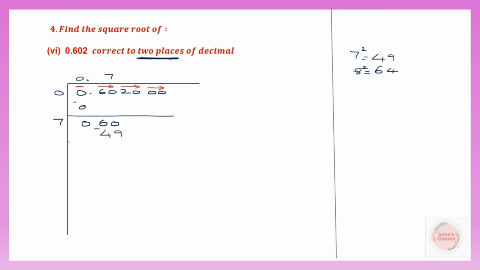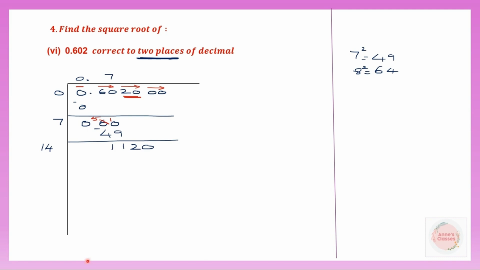Now we need to subtract. So let's subtract here. So this becomes 5 and this is 10. 10 minus 9 is 1. 5 minus 4 is 1. Bring down the next pair, which is 20, and write it down here. So it is 1120. Next step is we have to double the quotient, that is 7. 7 2s are 14. So let's write 14.